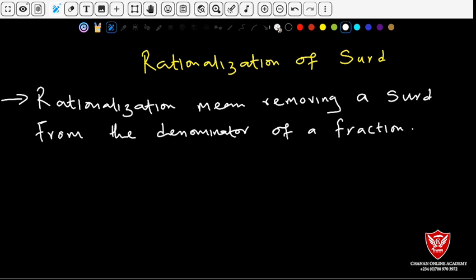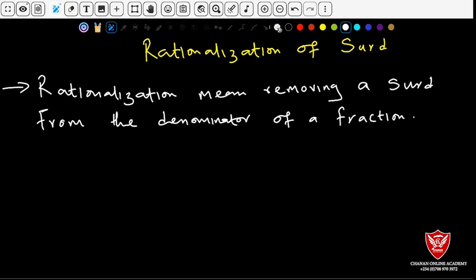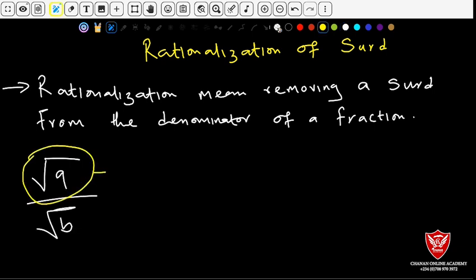Rationalization of a surd. Now, rationalization means removing a surd from the denominator of a fraction. So when a surd appears as a denominator in a fraction, we have to take it out. That process is called rationalization. All right. Suppose we have root a over root b, root a is the numerator, and then root b is the denominator.